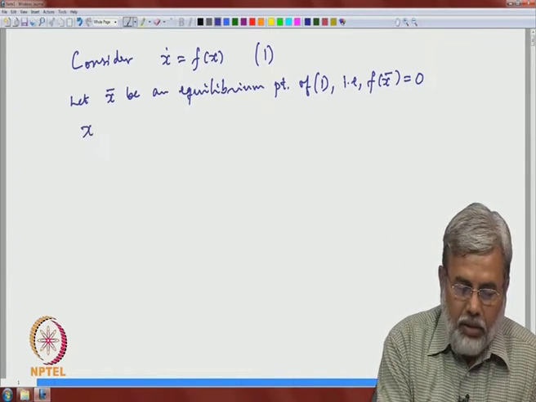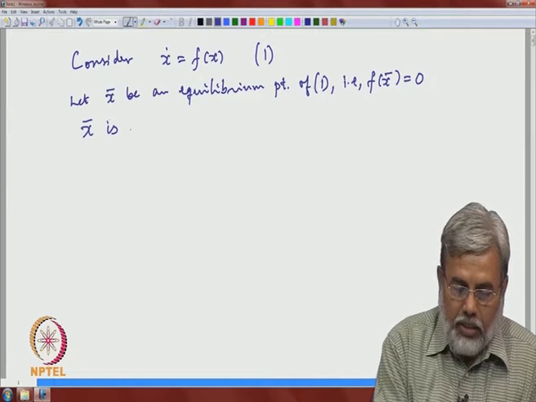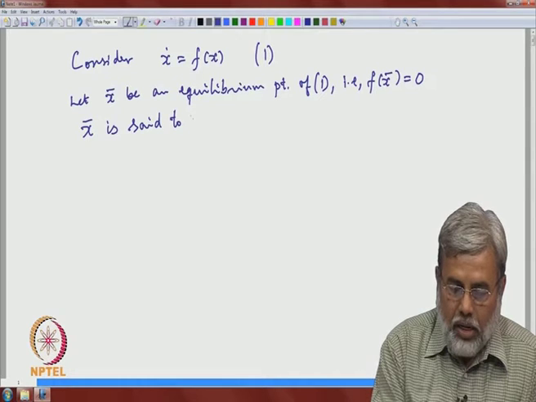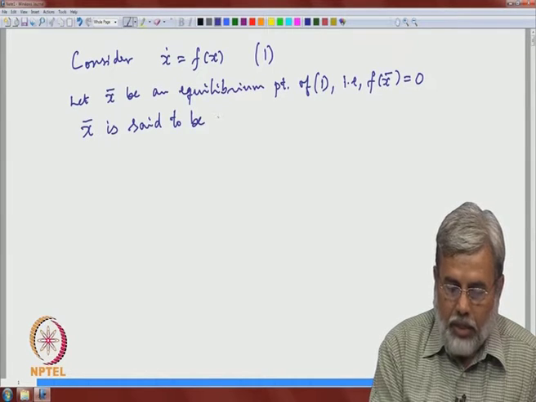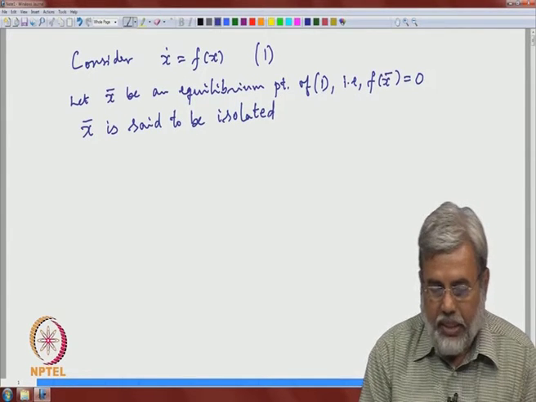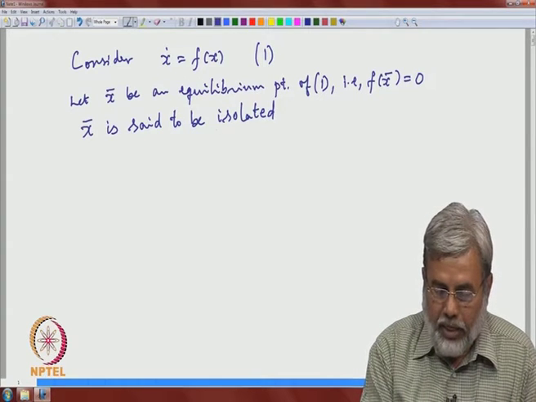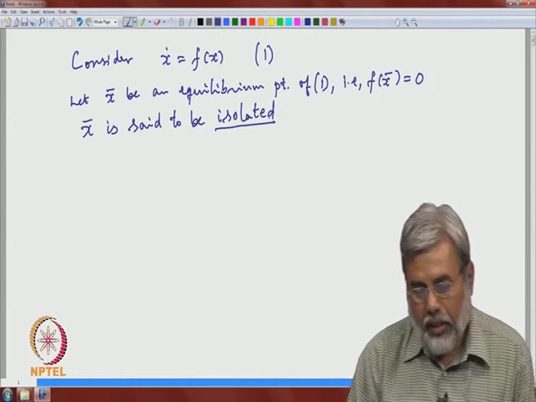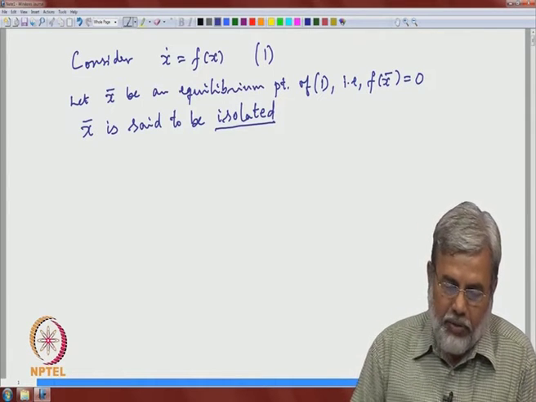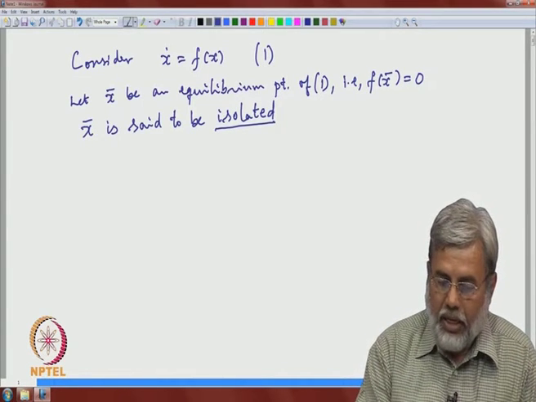So, x bar is said to be an isolated equilibrium point. In most of the examples we consider, they are all isolated. There will be some examples where the equilibrium points will not be isolated. I will indicate those things.